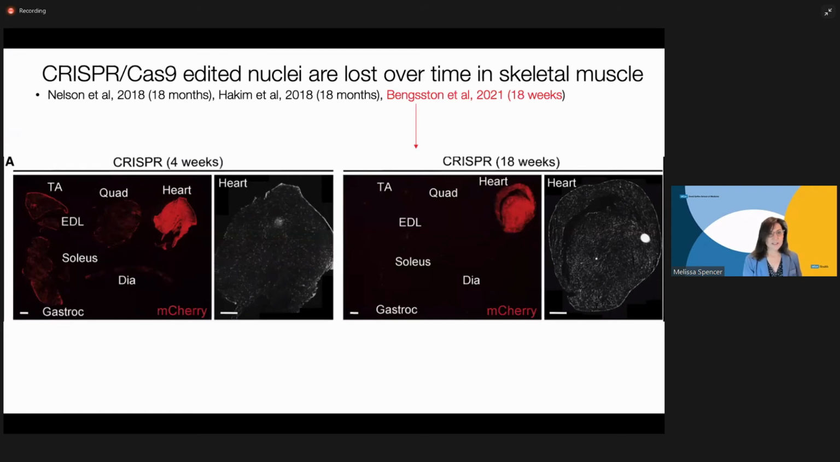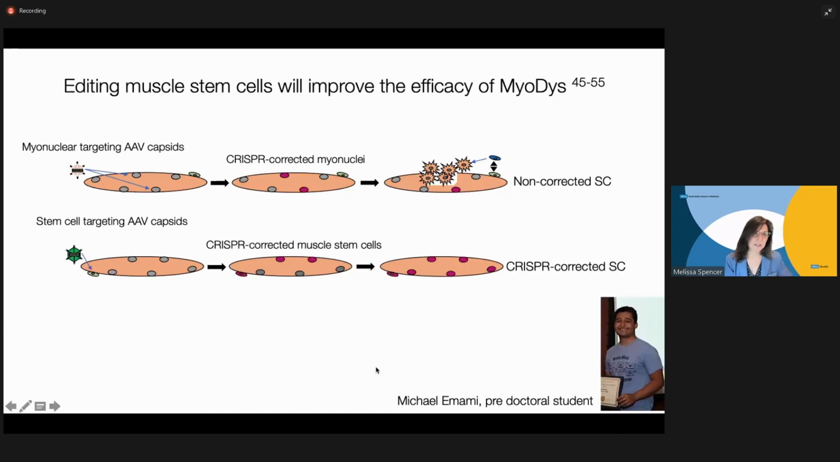So one of the ways that we can overcome this issue is by targeting muscle stem cells. So rather than targeting myonuclei, which is what most of the AAVs do right now, we can target the muscle stem cells, which asymmetrically divide, they replenish their niche, and they go on to repair the muscle. And so we expect if we're efficiently targeting muscle stem cells, we could actually increase our corrected nuclei over time rather than decrease. And this is a project of my graduate student, Michael Imami.